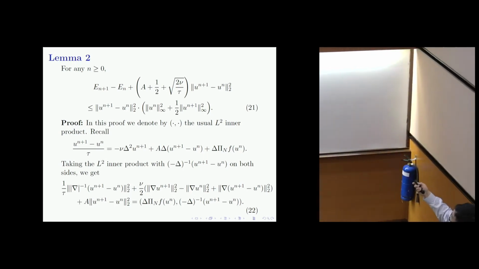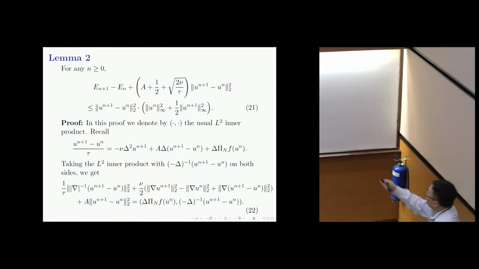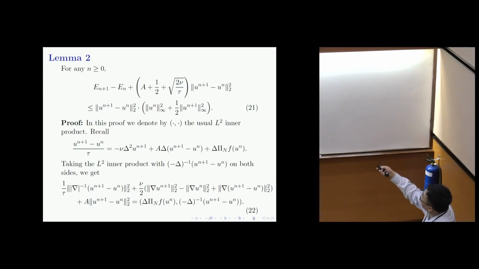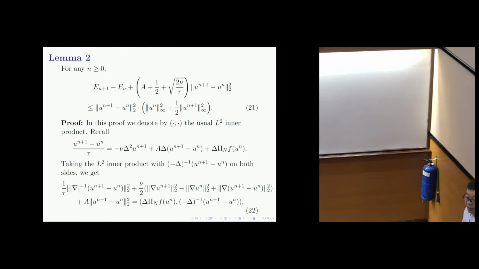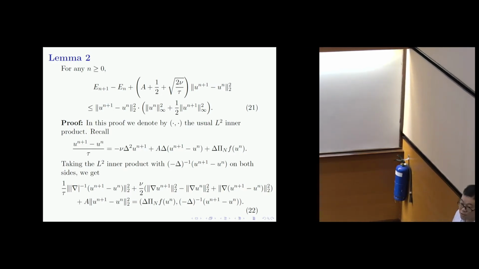If you move this term to the right-hand side and take this common term, where A is a constant, nu is the diffusion parameter, and tau is the time step, then if this term is greater than this term, of course E^{n+1} is less than E^n. So in the theorem, we want to select some A such that this term is greater than this term, and A is independent of the time step. That's our requirement.